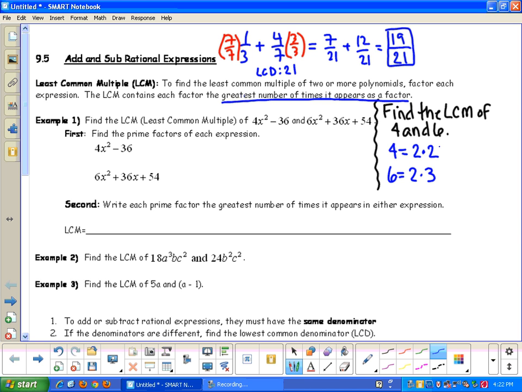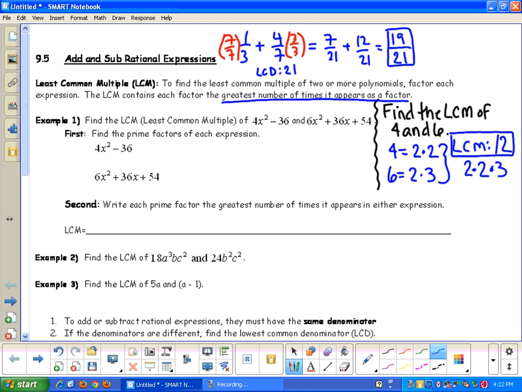So the least common multiple is going to be 2 times 2, and then if you look at 6, we have a 3 that appears once, so times 3. So 2 times 2 times 3 is equal to 12. So my least common multiple between 4 and 6 would be 12. Now let's do that with polynomial expressions.